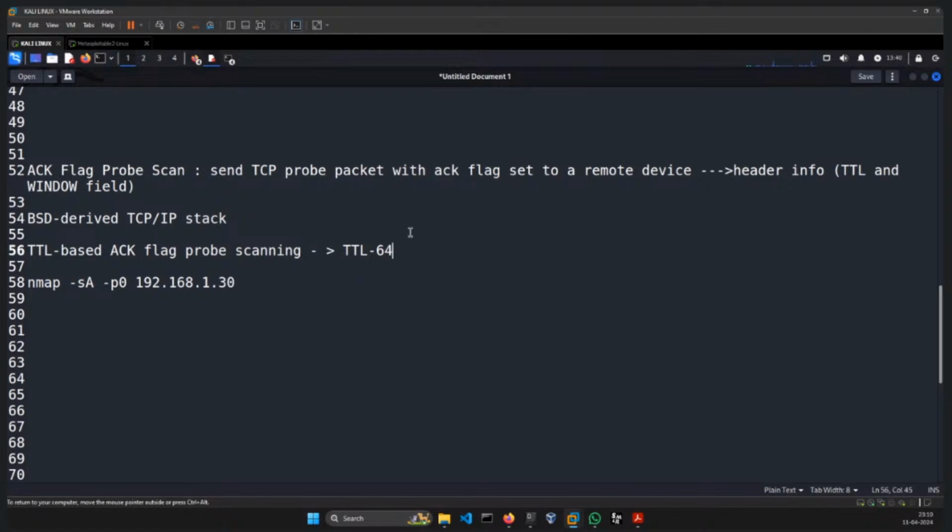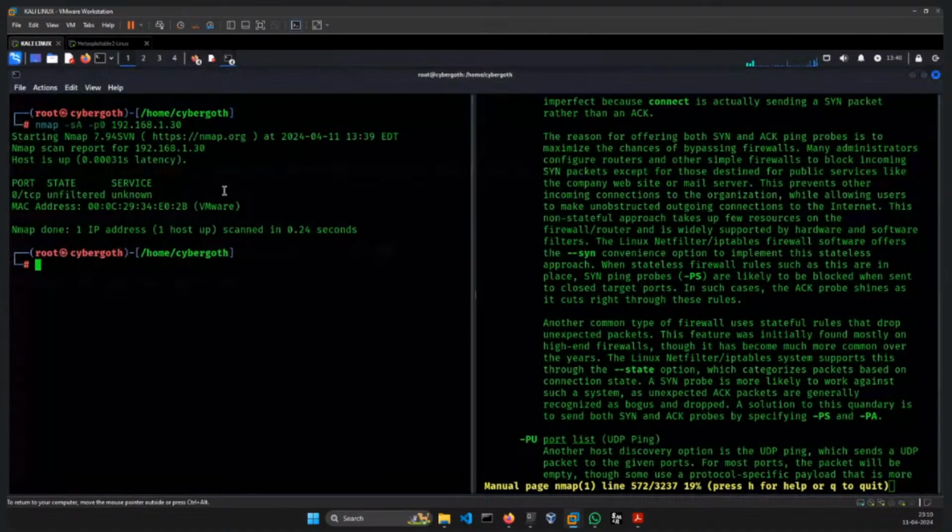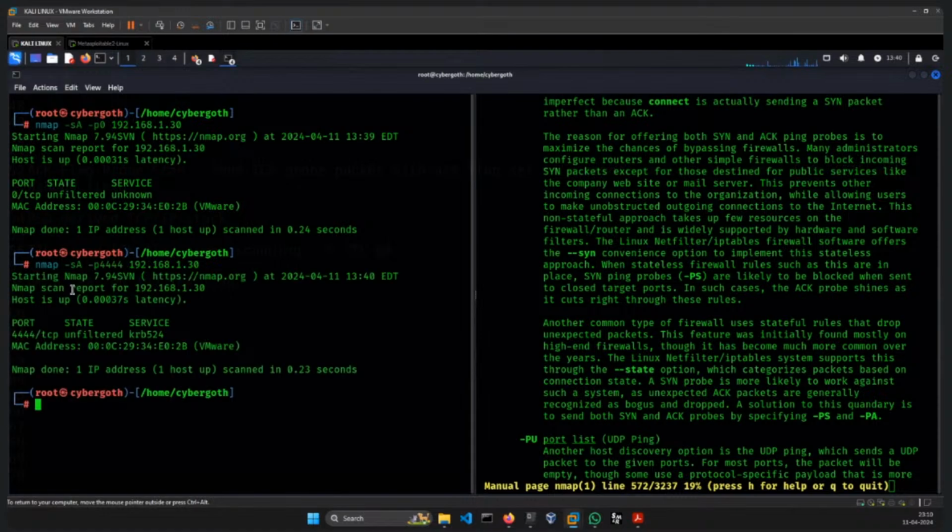Now whatever response we are getting, if that response is lesser than this 64, then we have to understand that the particular port we are searching for is open. Now we specified this port 0, right? Now let's type a random port. Let's do 4444 and let's see. Okay, so this one is showing open also. Let's try a bit more random.